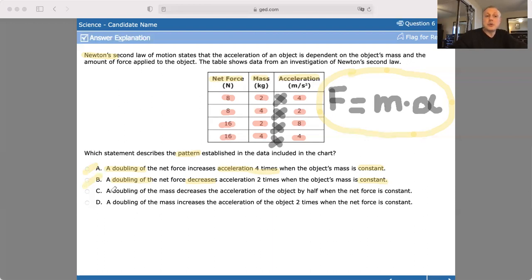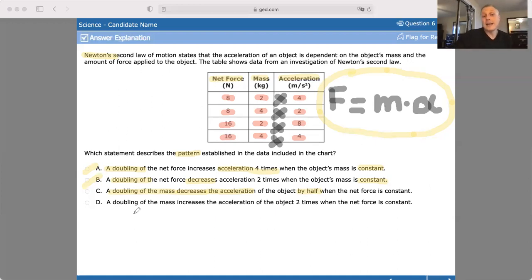C says you double the mass, decreases the acceleration. Makes sense, because if you get something that is bigger, it's going to move slower, by half, when the net force is constant. So makes sense to me. You double the mass, you're going to move half as fast as you were moving before, right? It's going in the opposite direction. The heavier something is, the slower it's going to move.